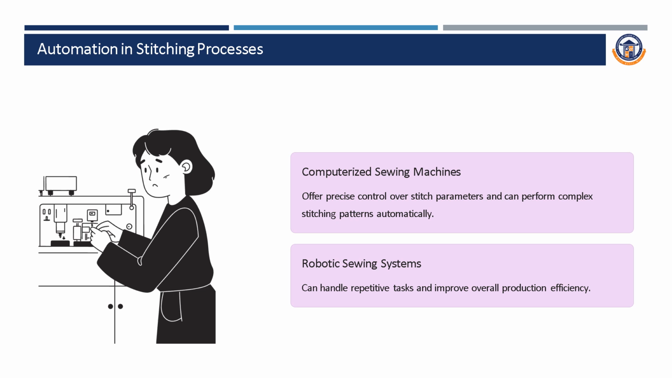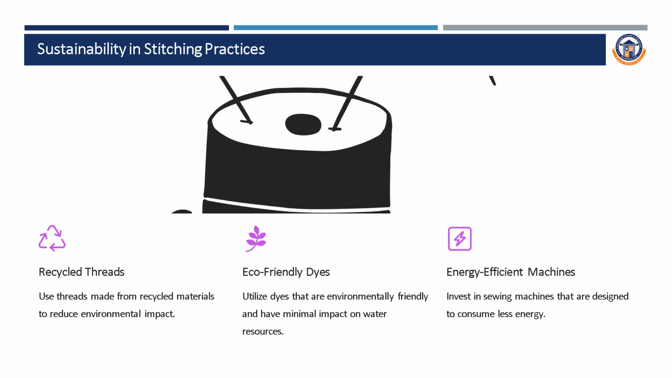Automation in the stitching process. Computerized sewing machines offer control over stitch parameters and can perform complex stitching patterns automatically. Robotic sewing systems can handle repetitive tasks and improve overall production efficiency. Sustainability in stitching practice. We will be using recycled thread: use threads made from recycled material to reduce environmental impact. Eco-friendly dyes: utilize dyes that are environmentally friendly and have a minimal impact on water resources. Energy efficient machines: invest in sewing machines that are designed to consume less energy.